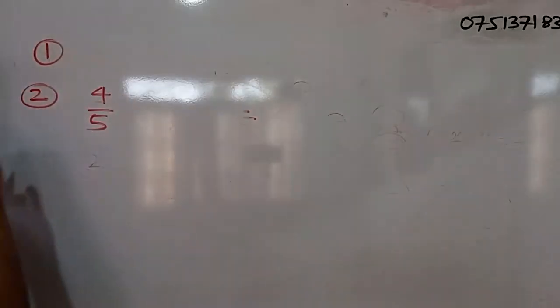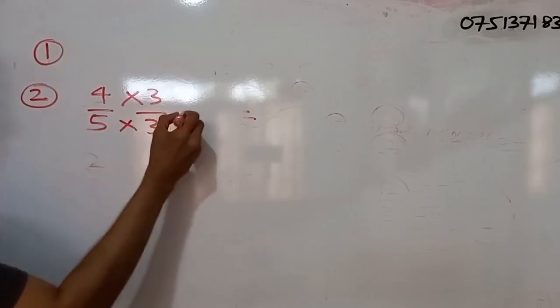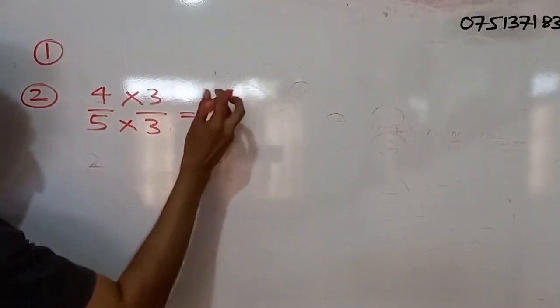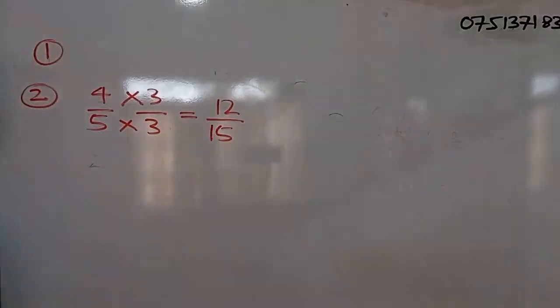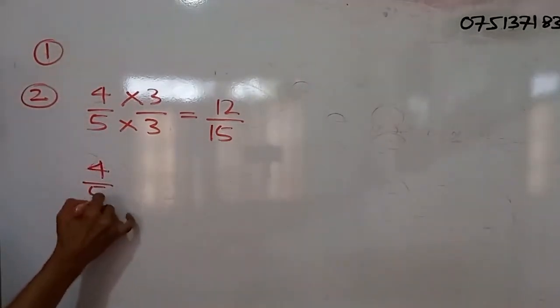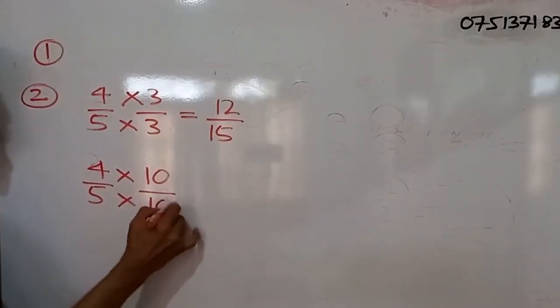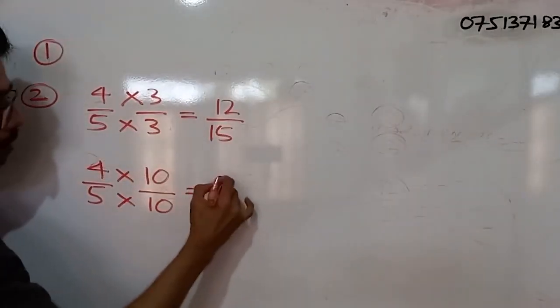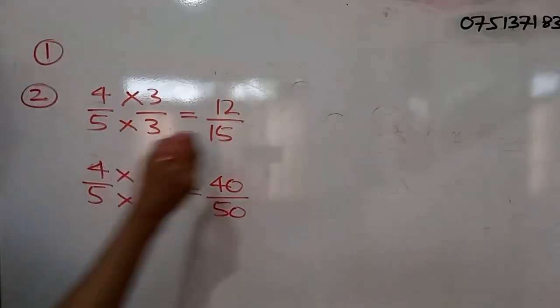So here we have 4 by 5, or 4 fifths. I will multiply the numerator by 3 and the denominator by 3. So 4 times 3 is 12. 5 times 3 is 15. 4 by 5, I'm going to multiply the numerator by 10 and the denominator by 10. So 4 times 10 is 40. 5 times 10 is 50.